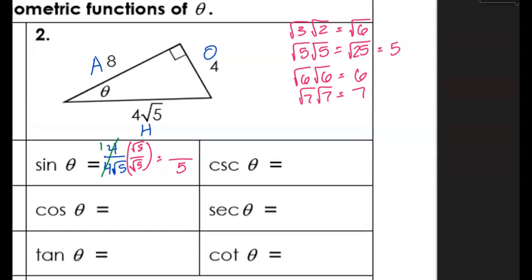So now in the numerator, I have 1 times the square root of 5. My end result is the square root of 5 over 5. So now this is a rational number. I got rid of the square root in the denominator.